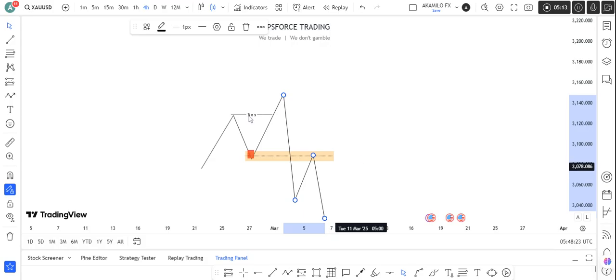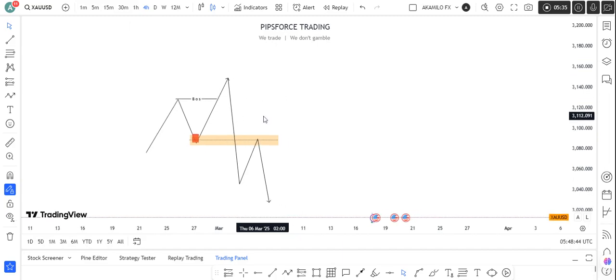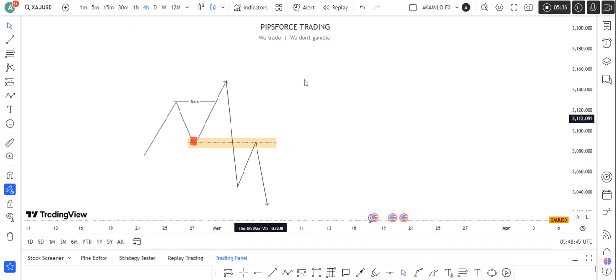So a breaker block always takes a liquidity above here, fails to break, fails to hold another block, and then a break and go and retest at that particular zone before moving. And this is an example of a bullish breaker block. We have what we call a bearish breaker block.